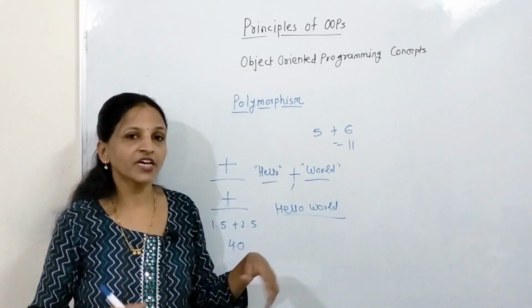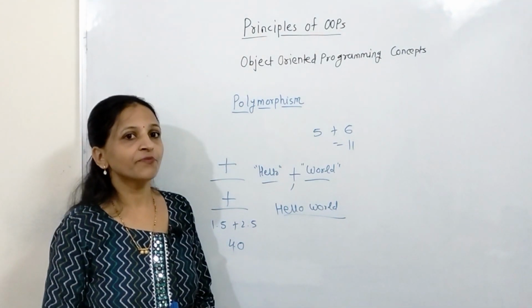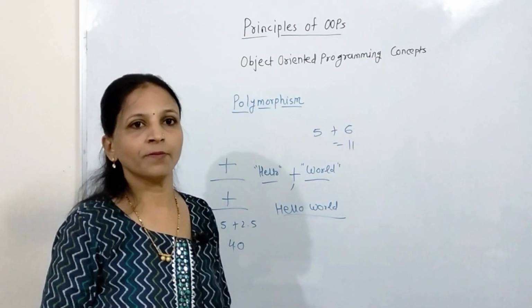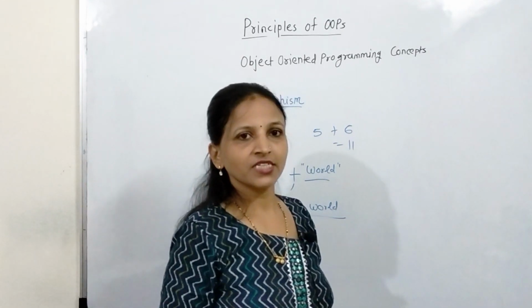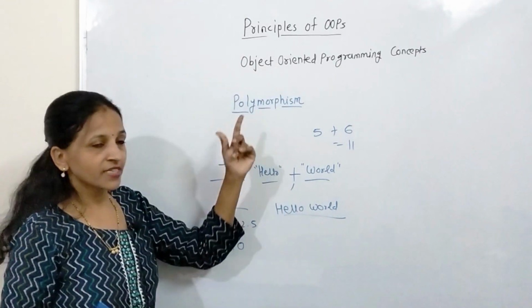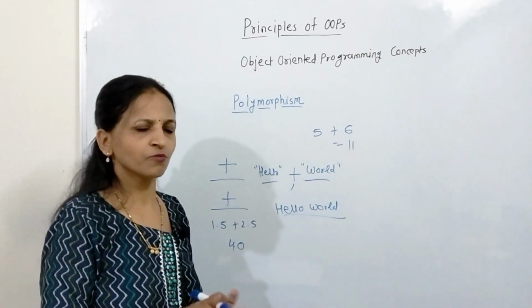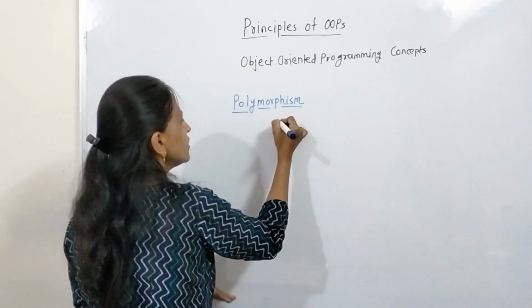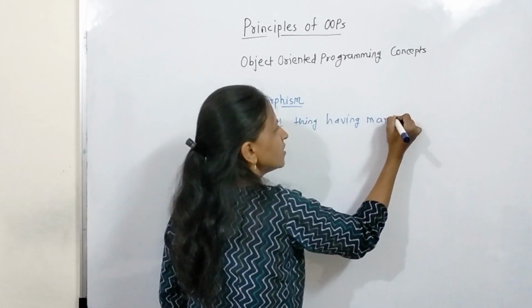This is how the plus symbol acts differently in different situations. One plus symbol we can use for multiple purposes. This is the concept of polymorphism, means one thing having many forms. C++ or object oriented languages have this feature. There are basically two types of polymorphism, compile time and run time, which we will discuss in that lesson only. Here polymorphism means what? One thing having many forms.